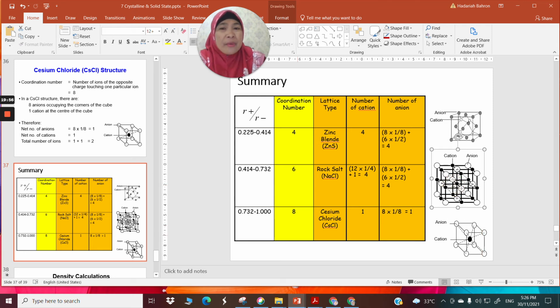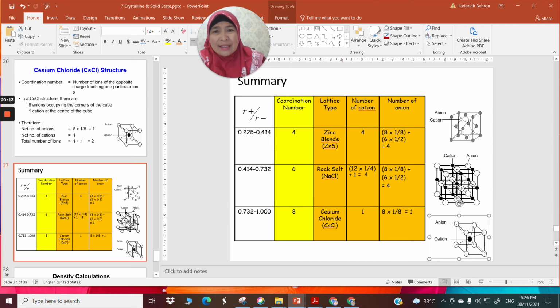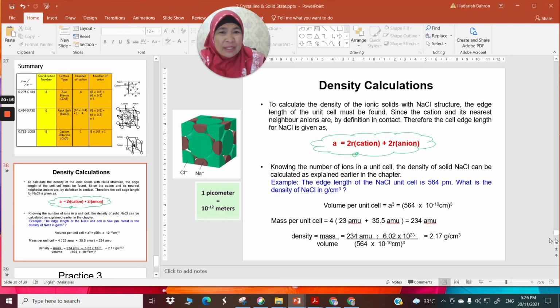And lastly, when your anion and your cation have almost similar sizes, you are going to have a cesium chloride lattice type with a coordination number of 8 for each ion, and the number of cations is 1, the number of anions is also 1, like so. So that is the summary.